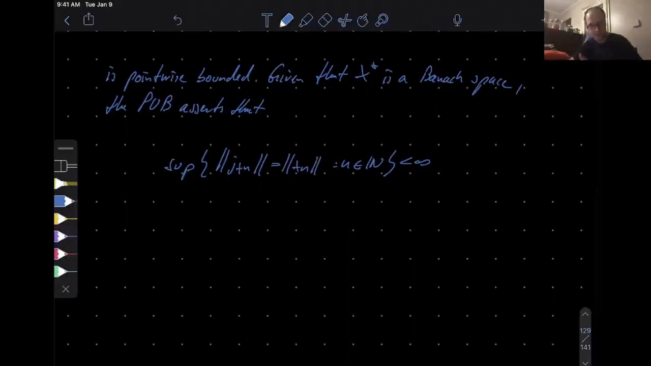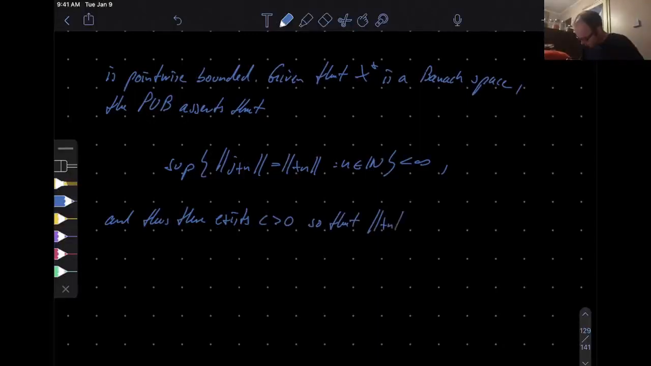Okay, and now you're done, because it says exactly what you want, that there exists a constant C such that the norm of xn is less than or equal to C for all n, right? Because the supremum over all of these guys is finite. And thus there exists C positive so that the norm of xn is less than or equal to C for all n. So that sequence here is bounded in the norm.